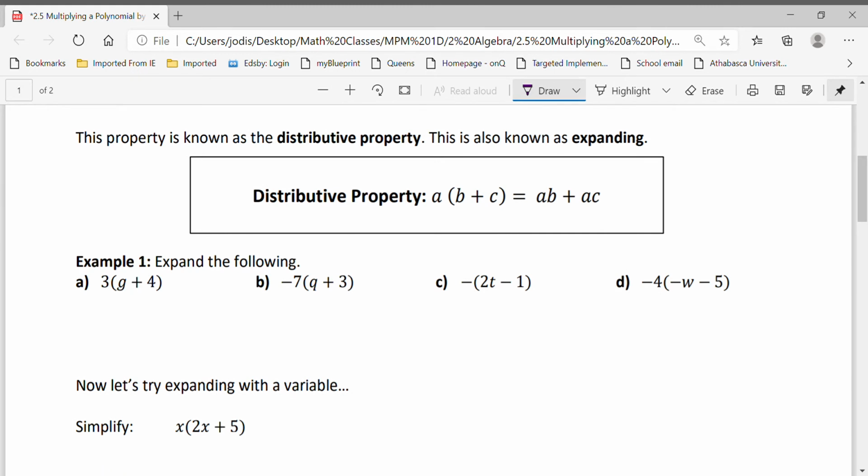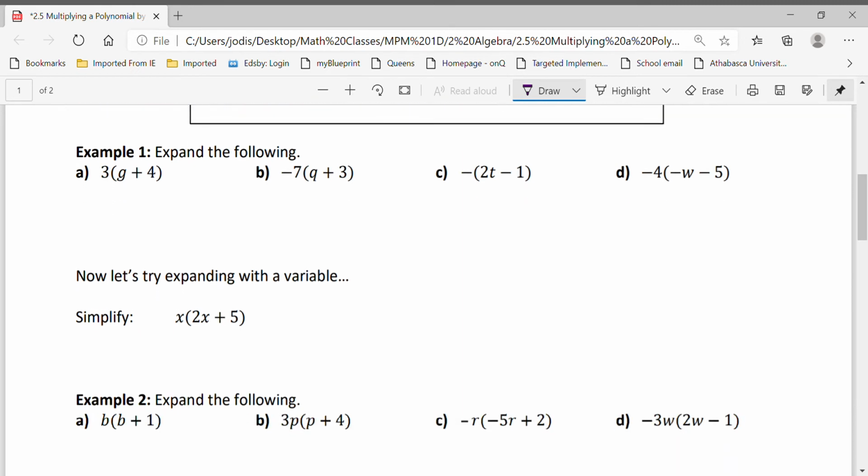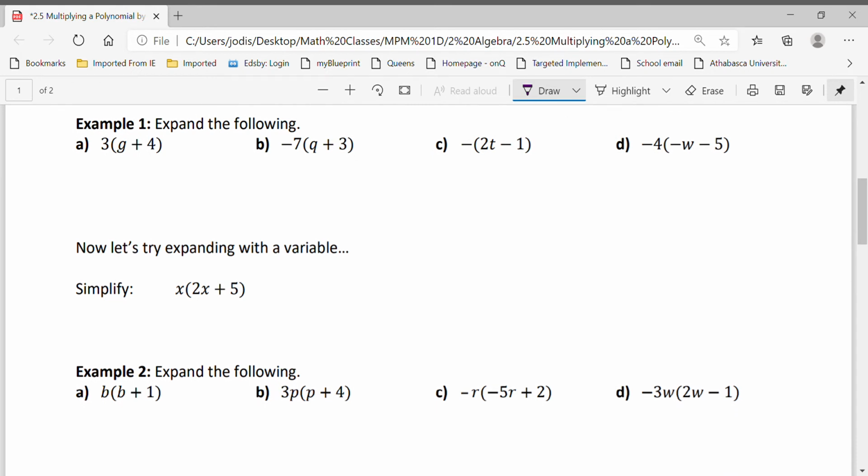In our distributive property, we're going to have something like a and then a bracket, and then some type of polynomial inside the bracket. To distribute, we take whatever is out in front of the bracket and multiply it by each term inside the bracket. So it becomes a times b plus a times c. This is the general form of the distributive property. We're going to try some of these so we can get the hang of it.